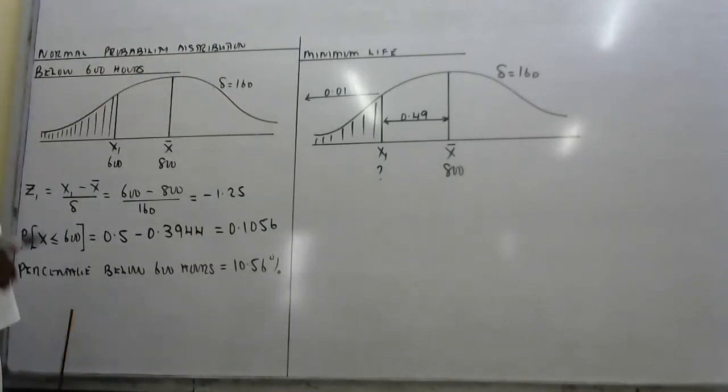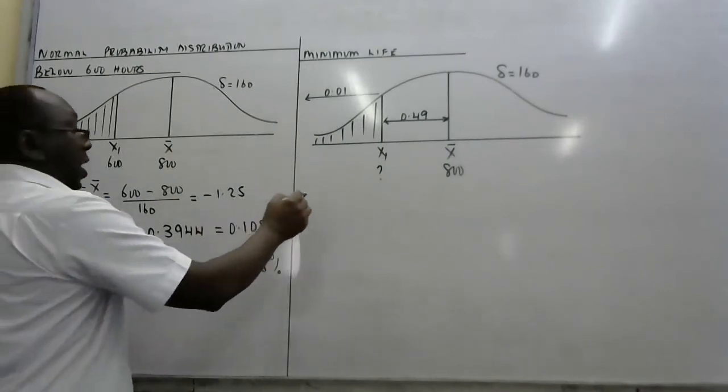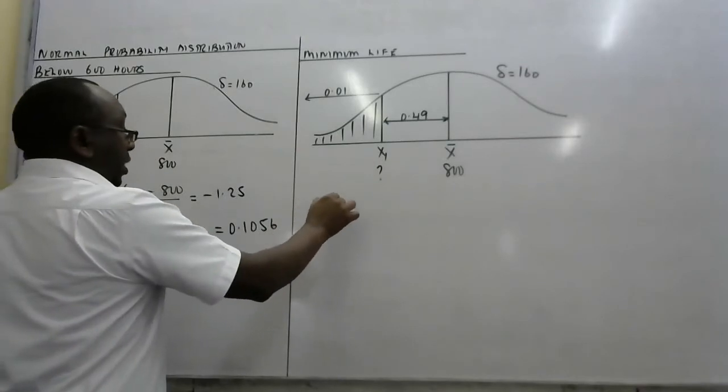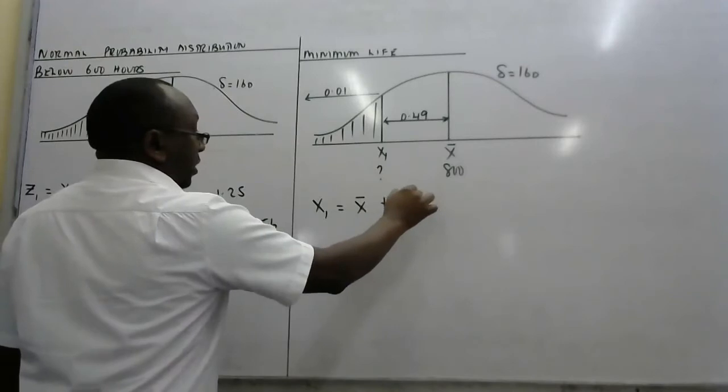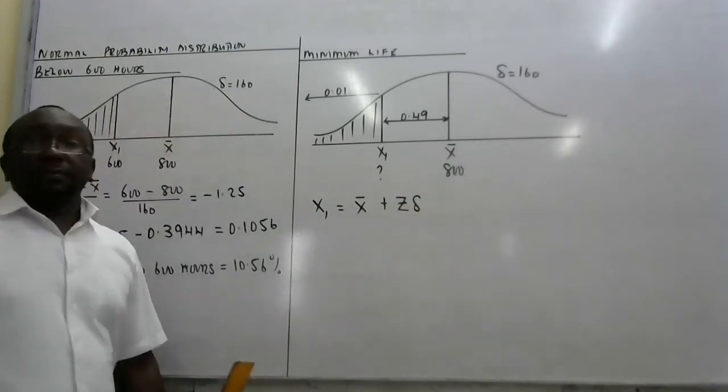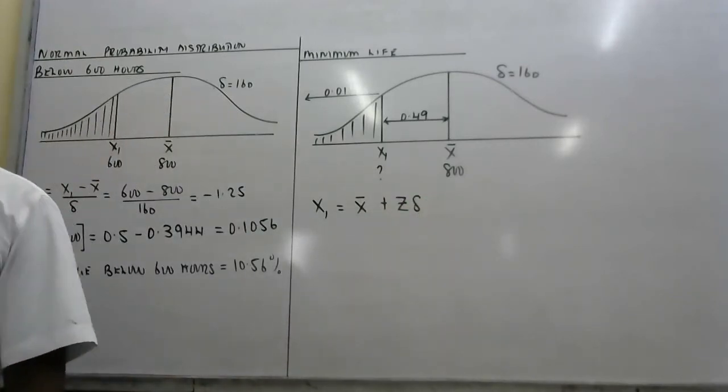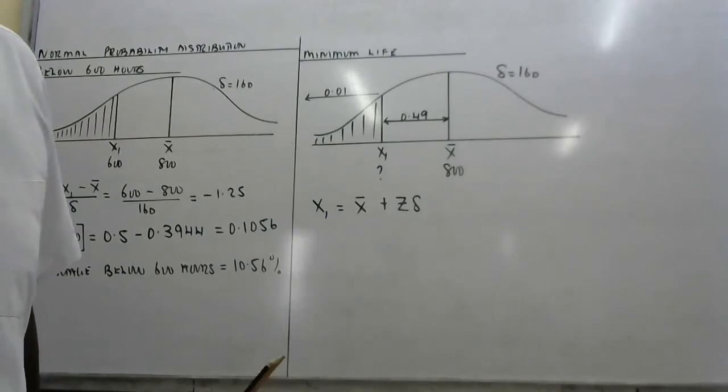Now, using this formula that is here, we make X1 the subject, so that we are left with X1 equal to X bar plus Z times standard deviation, when we make X1 the subject of the formula.